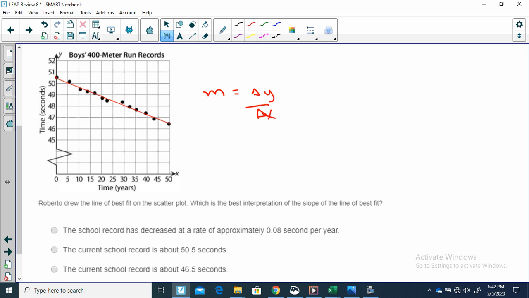Let's find 2 points on our line that are easy to figure out the numbers on. That looks like it's about in the middle. So if we use these 2 points, this point is at (0, 50.5), right? This point here is at about (40, 47.5), okay? Let's draw our triangle so we can find our rise over our run.